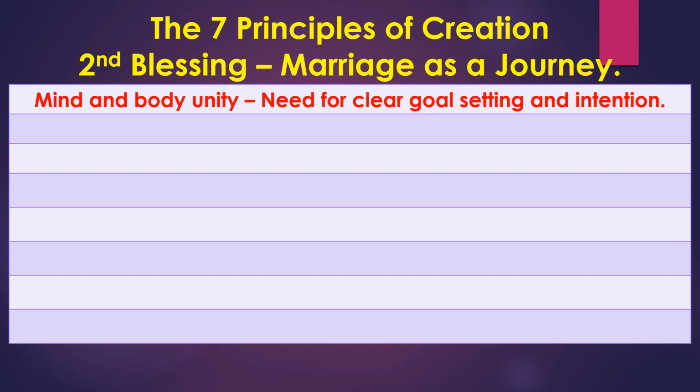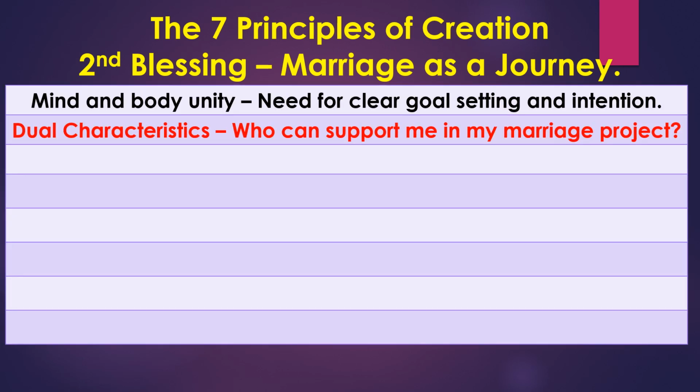Ideally, the couple should have a reasonably clear idea of what kind of marriage and home they wish to create together. The clearer the intention, the clearer the mutual understanding, the more likely it is that they will achieve their desires. Second, there is the principle of dual characteristics.